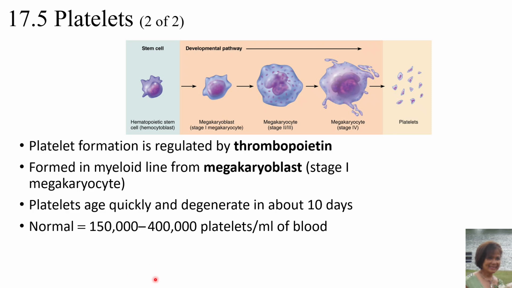First, the formation of platelets is brought about by another hormone which you call thrombopoietin. And it is formed in a myeloid line from megakaryoblast and would become a large cell called a megakaryocyte. But platelets age and quickly degenerate in about 10 days. So we produce platelets almost every day. About 150 to 400,000 platelets per ml of blood must be with us to be normal.